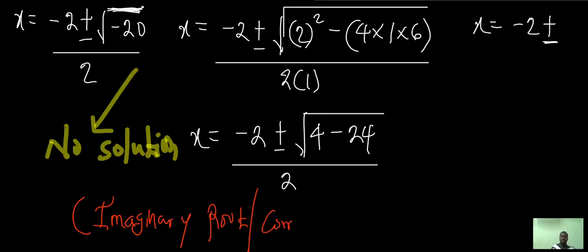We call it complex root. You can call it imaginary root, you can call it complex root. So we have been able to use the quadratic formula to see different kinds of roots we can have based on how the answer appears.